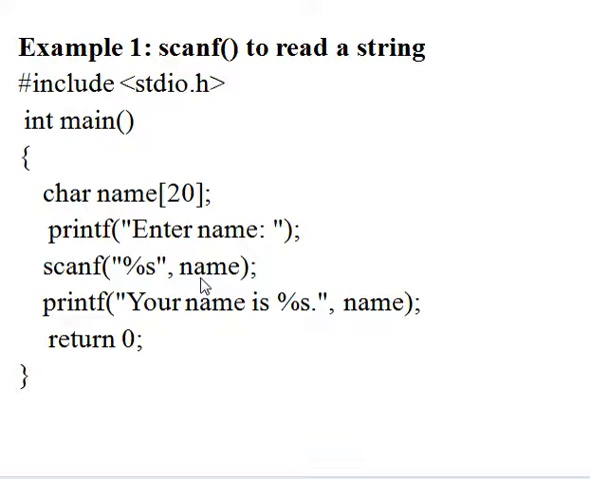Then we have to print that name simply. So we are writing the printf function: "Your name is %s", comma, name. So we are getting the output like "Your name is". At the position of %s, it prints the string from this array name. So we are getting the output.